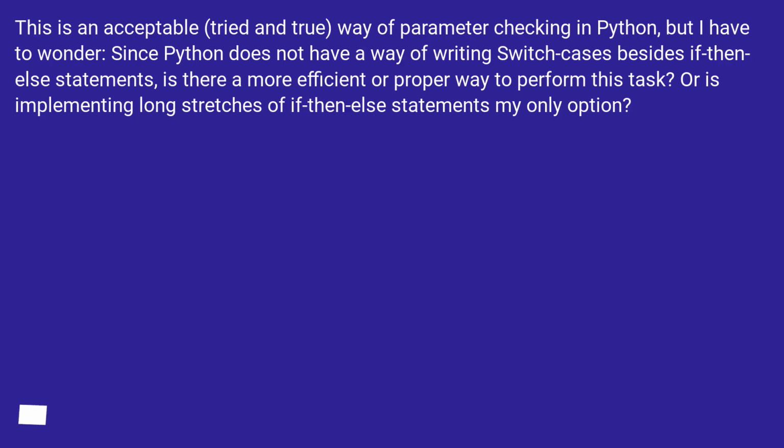This is an acceptable, tried and true, way of parameter checking in Python, but I have to wonder, since Python does not have a way of writing switch cases besides if-then-else statements, is there a more efficient or proper way to perform this task? Or is implementing long stretches of if-then-else statements my only option?